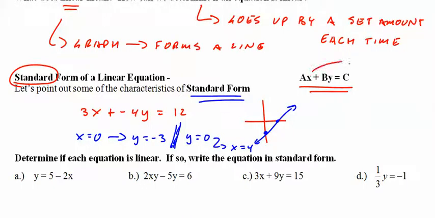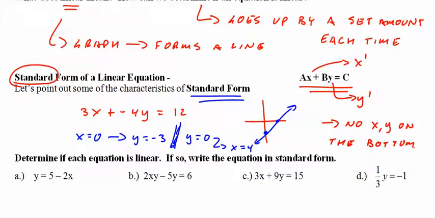Notice that this is to the first power, even though it's an invisible 1. Notice that this is to the first power. Notice there is no x or y on the bottom of a fraction. All right. These are things you have to be aware of. A, B, and C, by the way, in this equation are always constants. So we just call them A, B, C as a generalized thing. But notice all down here, immediately they all get numbers.